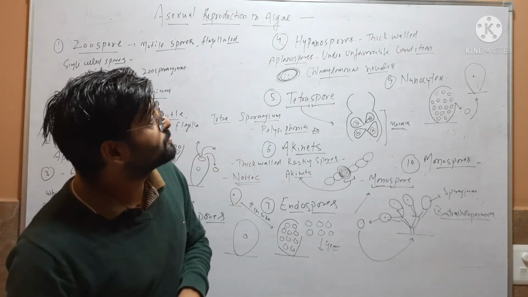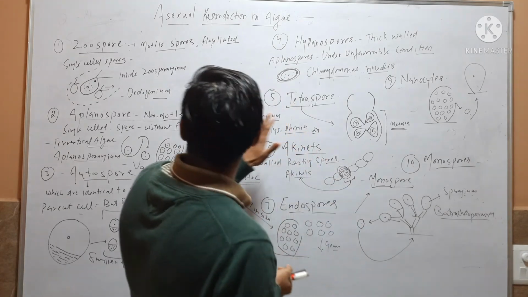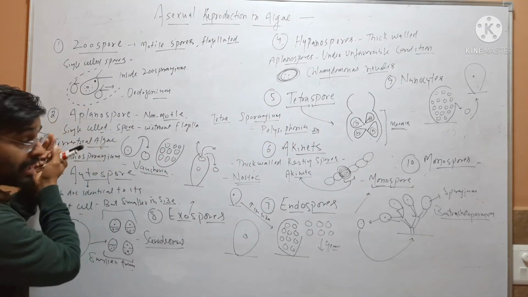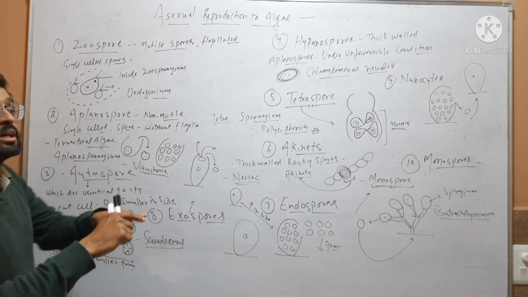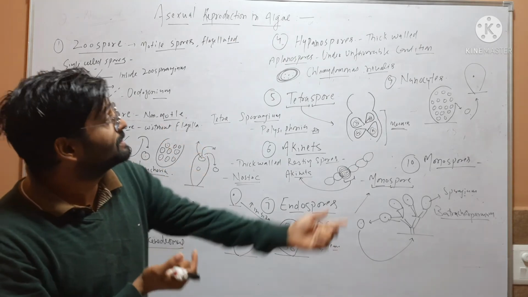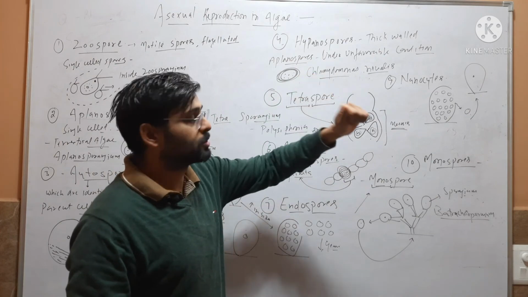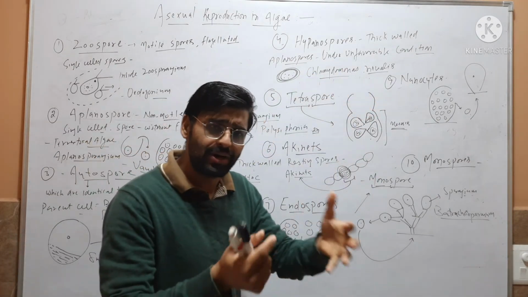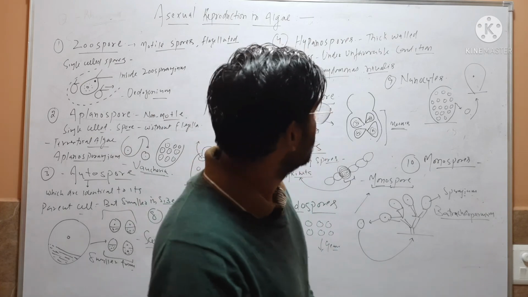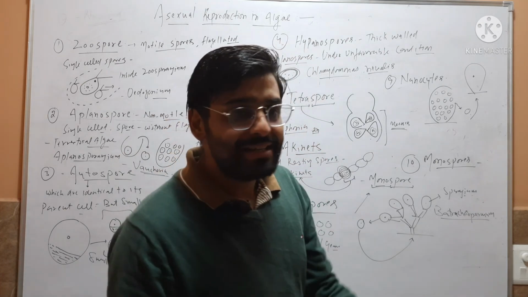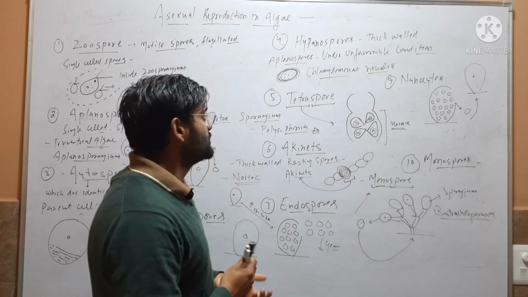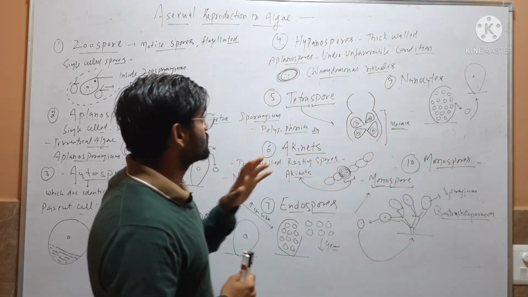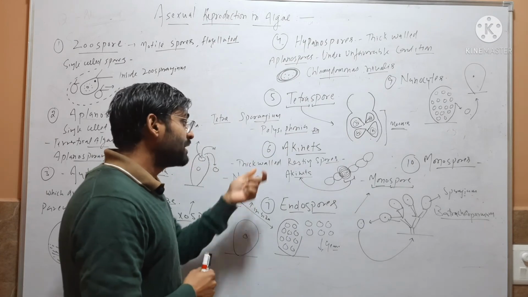Next is Hypospores. These are thick-walled aplanospores. When conditions are unfavorable, these aplanospores secrete a thick wall around themselves. Then it will be called a hypospore. For example, Chlamydomonas nivalis. Next is tetraspore. When a diploid cell divides by meiosis and forms spores inside a sporangium, that is called a tetrasporangium. Then these haploid spores are called tetraspores, found in Polysiphonia.